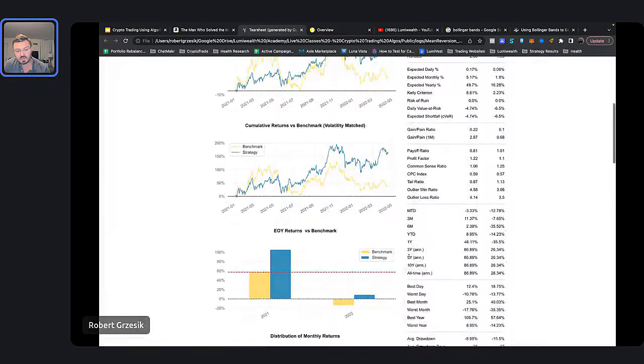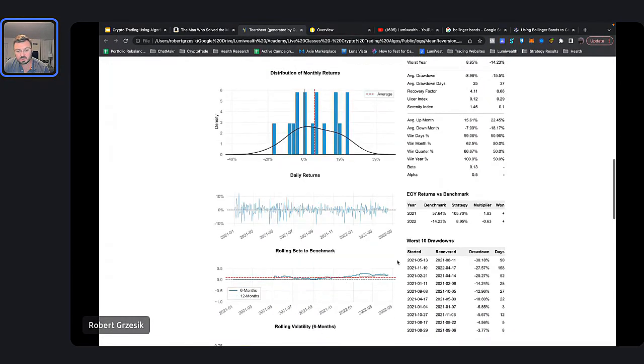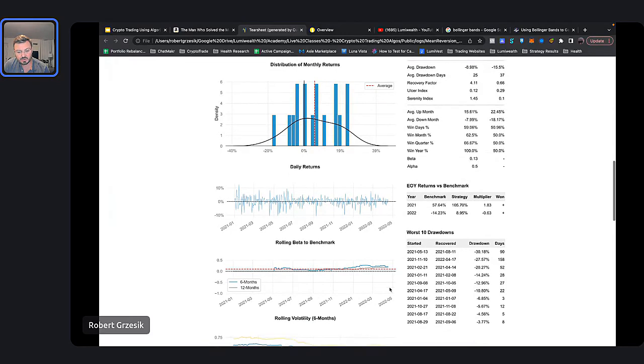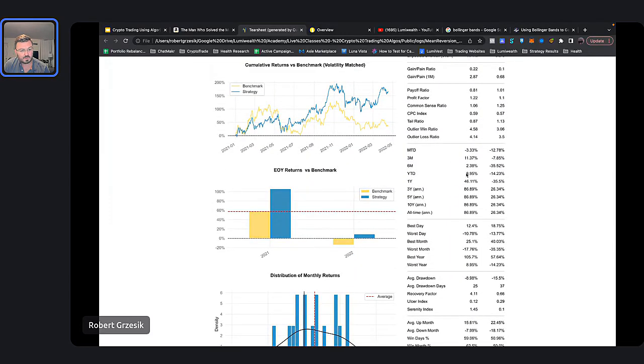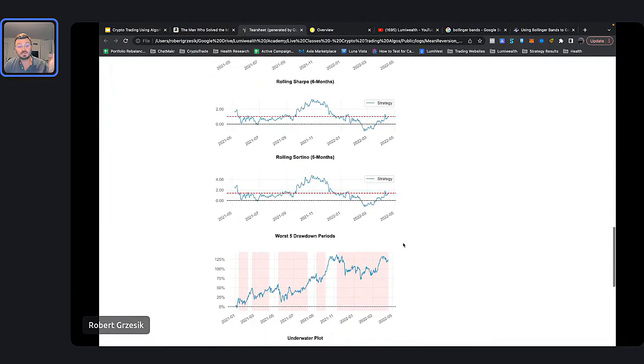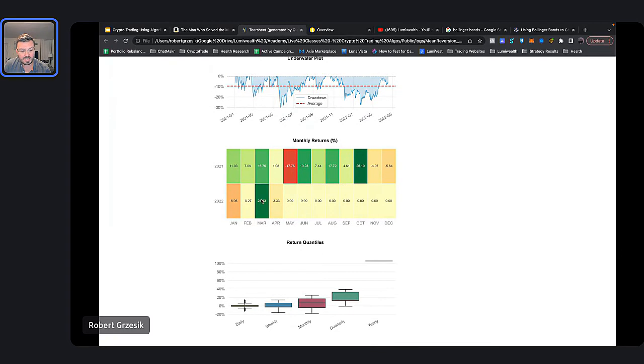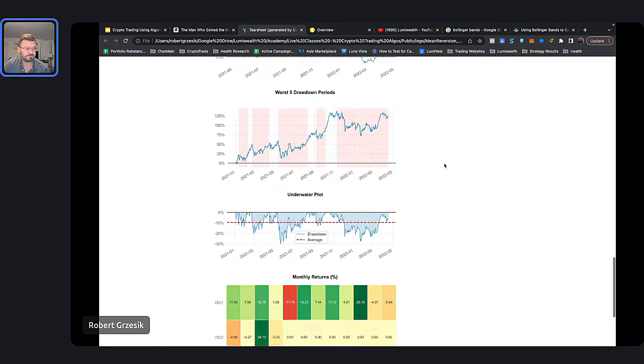And then you can look through all the other metrics here. Volatility matched, we're also outperforming, right? We can look at all the different indicators that we have here, or different ratios and everything. And this is quite a well-performing strategy over this time period, right? So best month, we would have made 25% in March of 2022. We would have made 25% in October of 2021. So definitely quite a good strategy, right?